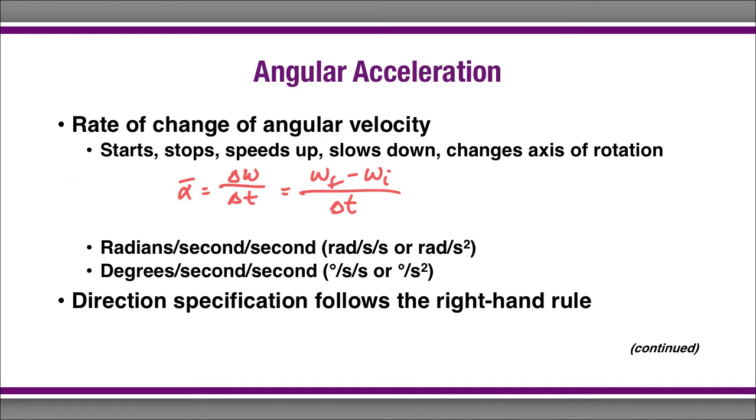Now, angular acceleration can be represented by radians per second squared or degrees per second squared, dependent upon the situation that you are given and the problem that you are asked to solve. The direction of angular velocity relative to angular acceleration follows the right-hand rule. These two variables are dependent upon how we define the planes and axis of rotation and use the right-hand rule to determine the direction in which these two variables are going.